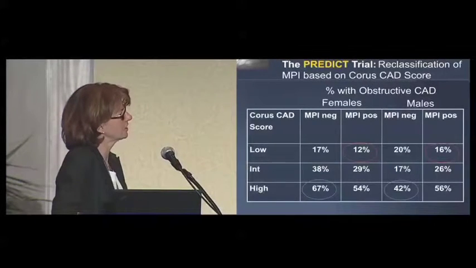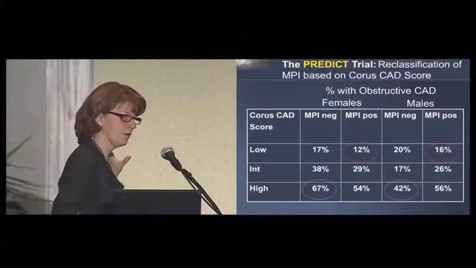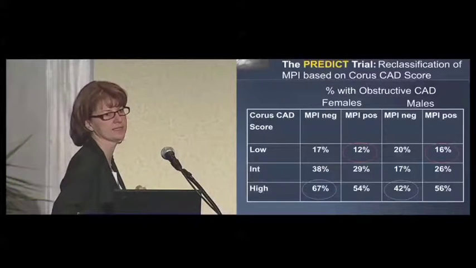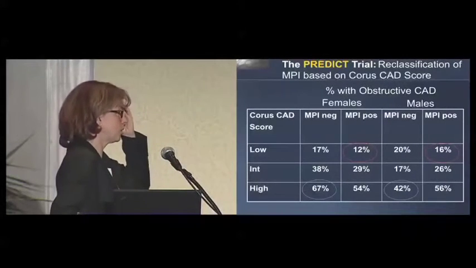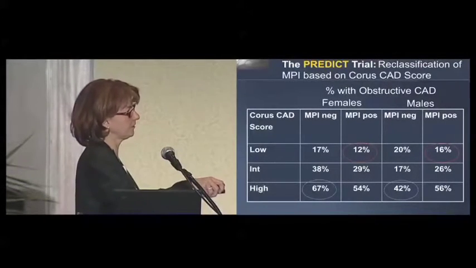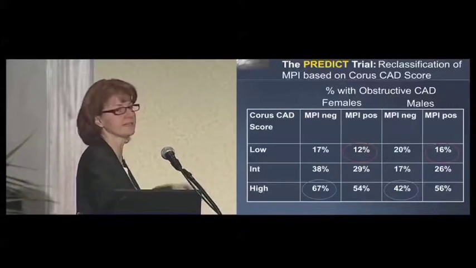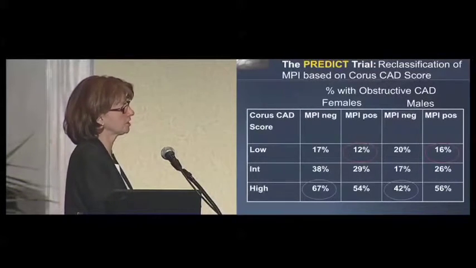Now, this is an interesting way of looking at it. And again, we're looking at the PREDICT trial, but if you have the combination of MPI now and the Corus CAD, what is the ability of this Corus CAD test to reclassify patients appropriately? And this is what we're looking at. So basically, you're looking here at the female patient population. These frequencies here are the percentage of patients with obstructive coronary disease. Okay, female patients, male patients.